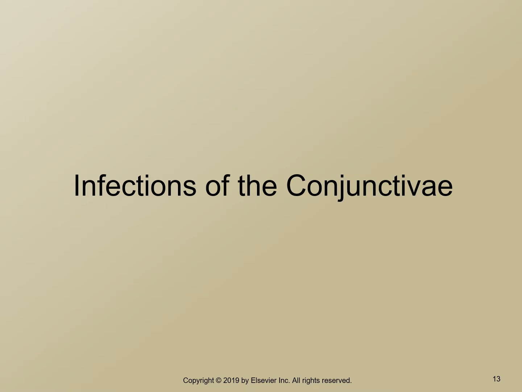The way this chapter is broken down, it summarizes the infections based on the different structures. So the first structure of the eye that we'll talk about is the conjunctivae, and we'll focus on infections of that structure.